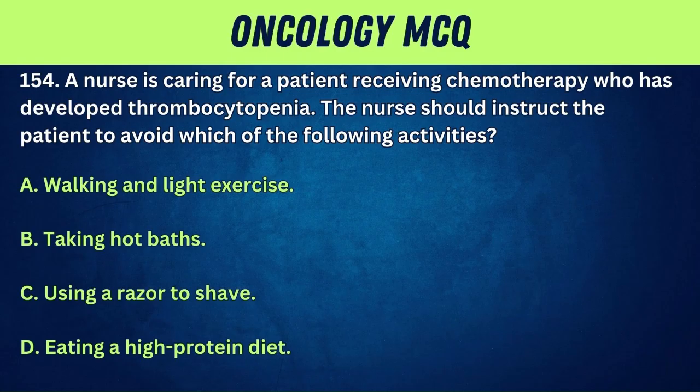154. A nurse is caring for a patient receiving chemotherapy who has developed thrombocytopenia. The nurse should instruct the patient to avoid which of the following activities? A. Walking and light exercise. B. Taking hot baths. C. Using a razor to shave. D. Eating a high-protein diet.